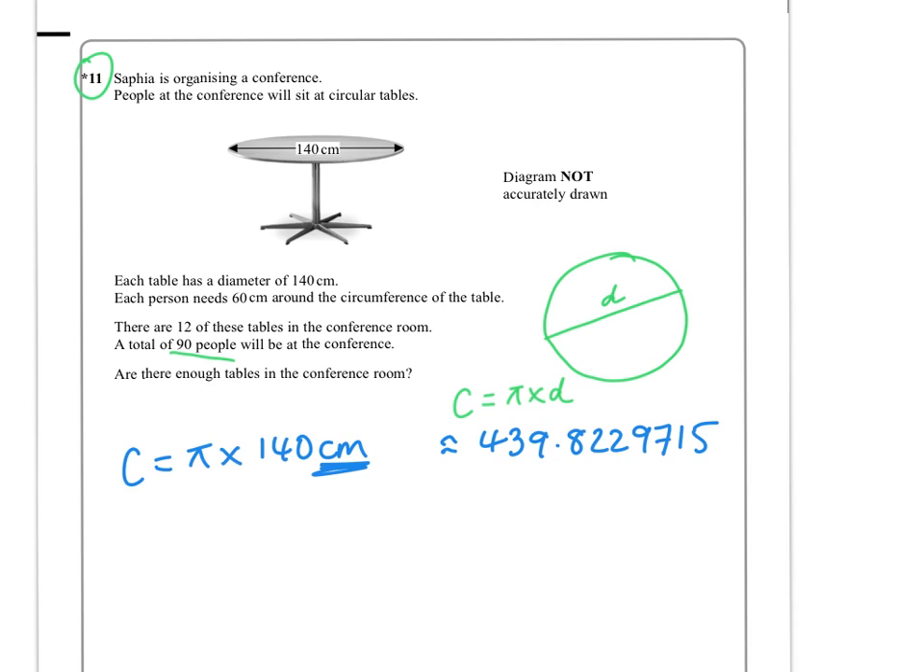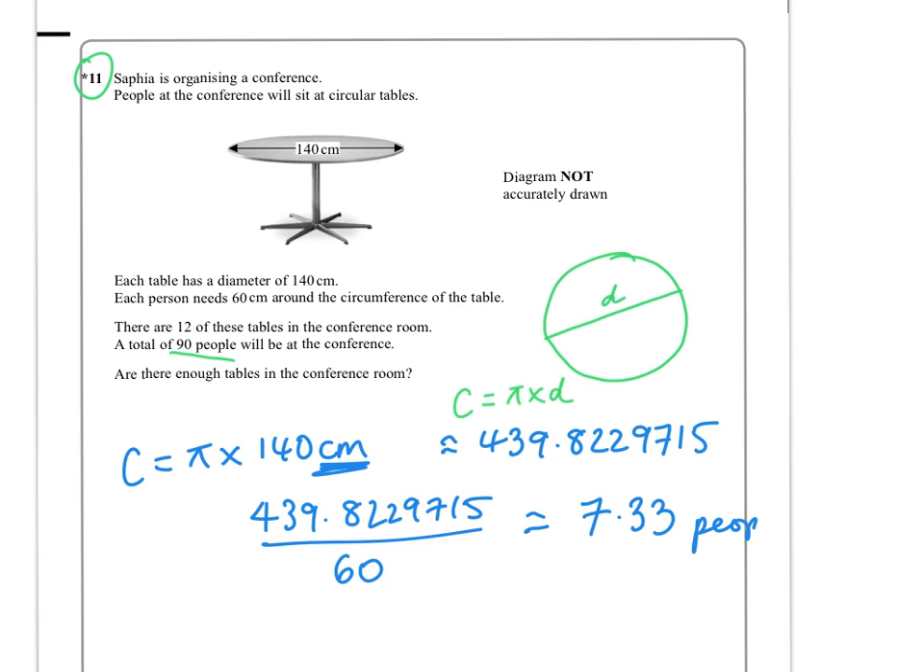So we can then say 439.8229715 divided by 60 would be, divide that by 60, we would get roughly 7.33 people per table. And we've got 12 of these tables. So if we then had 12 tables at 7.33 people approximately, and you work that out on your calculator again, which is where calculators can be very useful in these types of problems. So we would get 87.96, which is roughly 88 people.